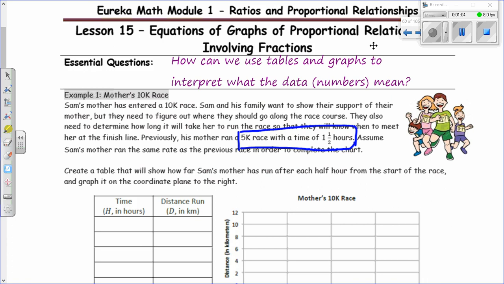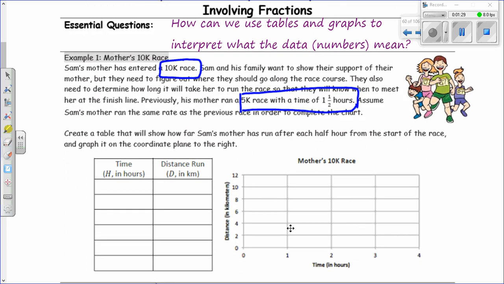They're assuming that Sam's mother is going to run at the same rate as the previous race. So they're saying we know that when she ran a 5K, it took her an hour and a half. So let's use that ratio. Remember, ratio compares two quantities or amounts. We're going to use that to figure out what her pace would be for this 10K race. Okay, so this is now a 10K instead of a 5K. All right, let's create the table, and then we're going to talk about the graph.